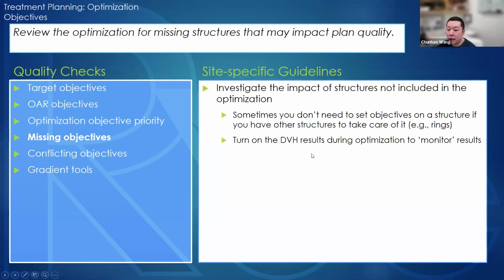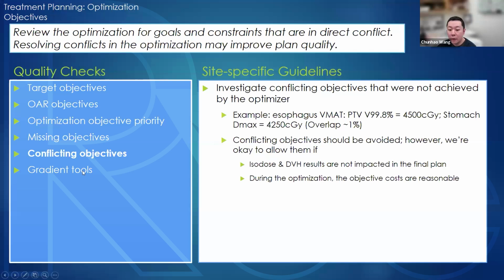For missing objectives, we have to investigate the impact of structures not included in optimization. There's no rule saying that you have to put a constraint on every structure that will be used for DVH evaluation. For example, if you are going to use artificial rings during optimization, you can omit a lot of constraints on the OARs that are far away from the target region. But it's a good idea to turn on the DVH result during the optimization, even if you don't have a constraint on them, to monitor the result, because you don't want the OAR result to be far away from your expectation. For conflicting objectives, we have to investigate them if they cannot be achieved by the optimizer.